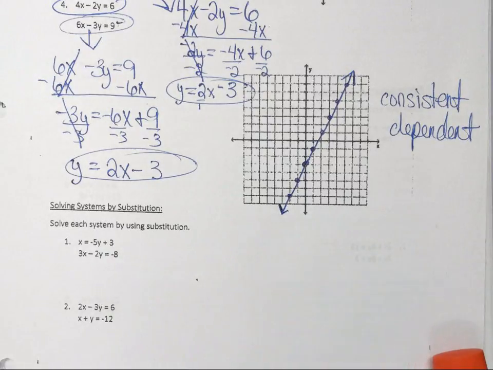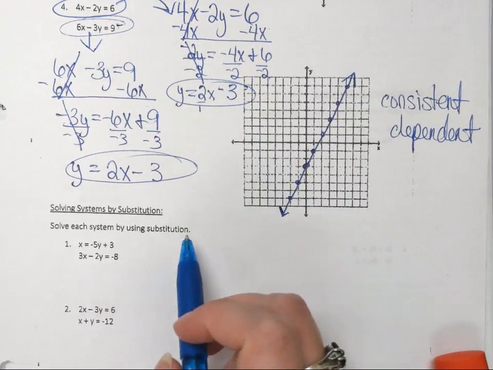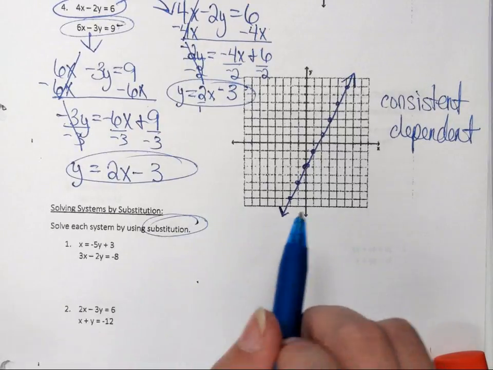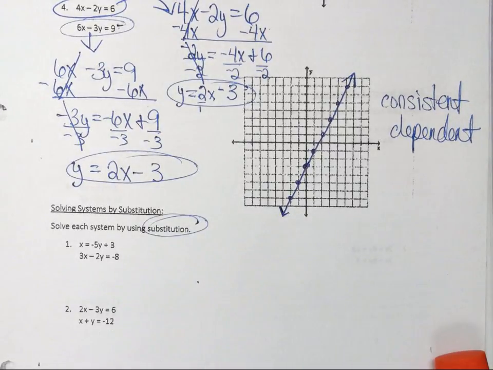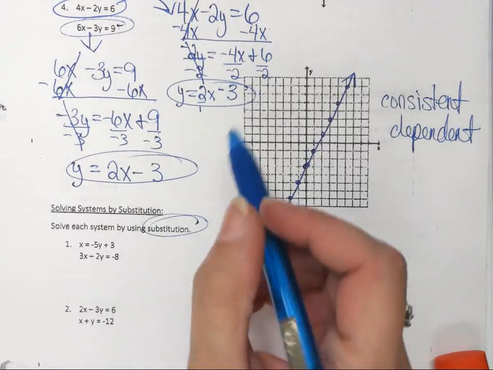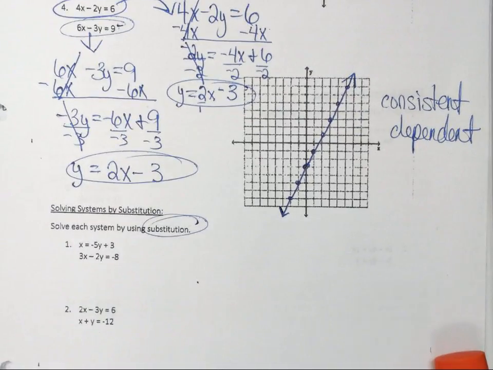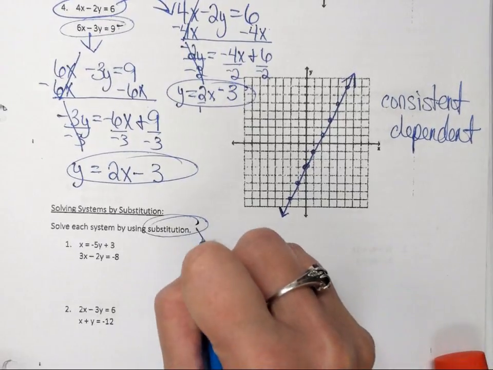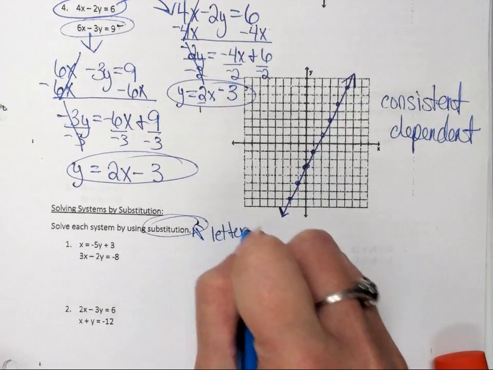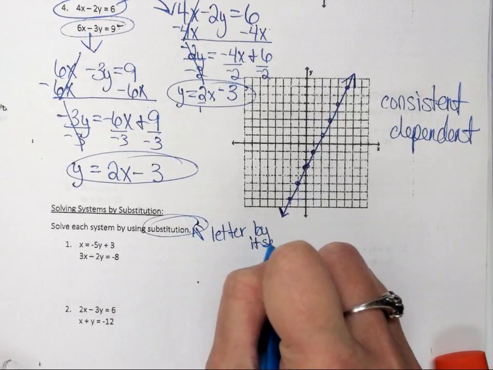So, what do the directions say to do? Solve how? By substitution. We're doing the exact same thing. We're trying to find out if they're the same line, if they are parallel, or if they cross somewhere, okay? Alright, so with substitution, you have to find a letter by itself. You might want to write that down.